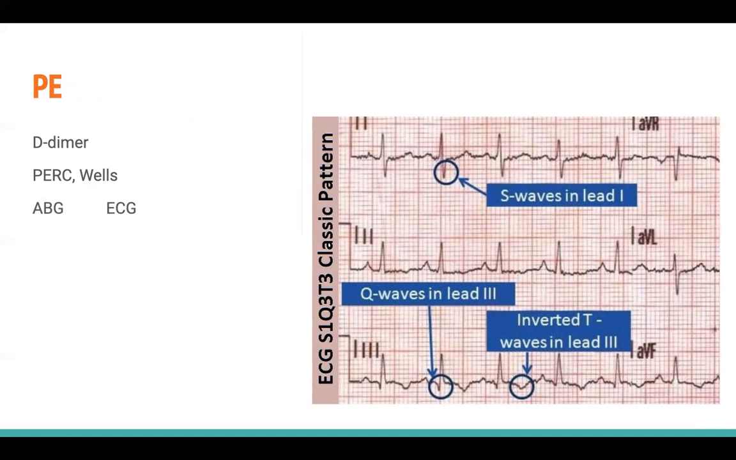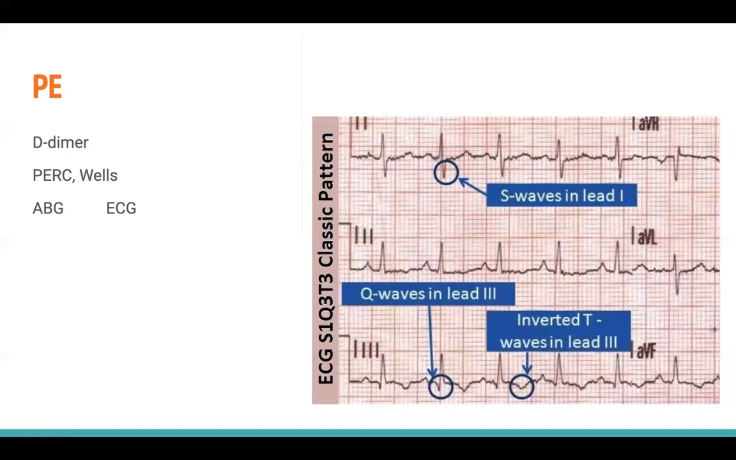So next we've got ABGs. In a patient who's got PE, ABG might show a low CO2 level, plus or minus a low oxygen level if there's a very large PE. ECGs can show a raised heart rate, so sinus tachycardia. They might show right bundle branch block or T-wave inversion in V1 to V4.